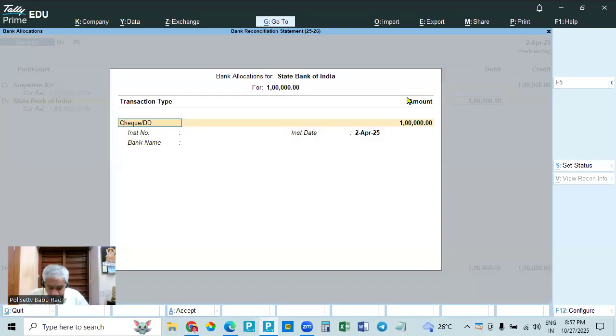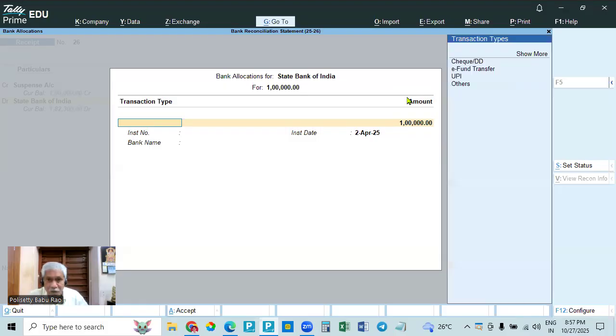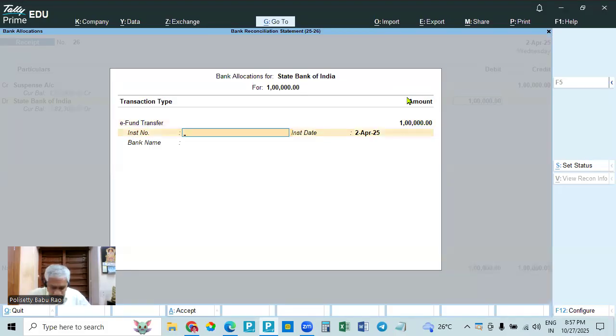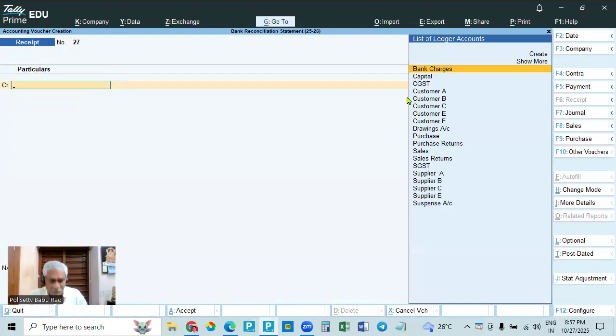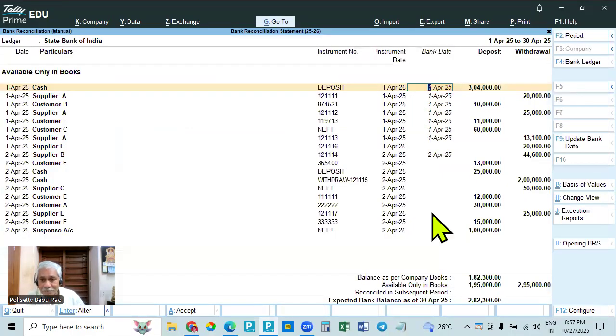So we received it by NEFT. So in the place bar select NEFT, means e-funds transfer, and enter just NEFT. So we don't know the check number or from where we received. We received by NEFT, so we enter that. Then go back, escape, and it will ask you to save this. So this will be saved and then you will get the entry.